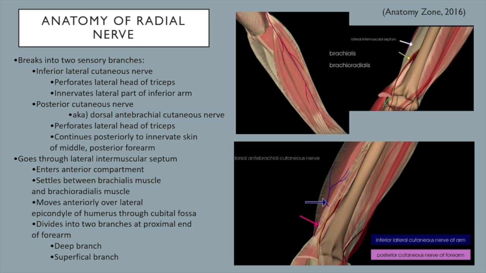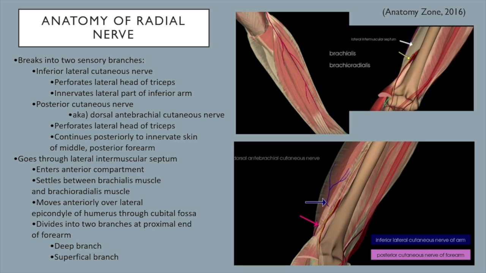It breaks into two more sensory branches, the inferior lateral cutaneous nerve and the posterior cutaneous nerve of the forearm. So the inferior lateral cutaneous nerve perforates the lateral head of the triceps. It also innervates the lateral part of the forearm. The posterior cutaneous nerve perforates the lateral head of the triceps and continues posteriorly to innervate the skin of the middle posterior forearm. Then it goes through the lateral intermuscular septum and enters the anterior compartment.